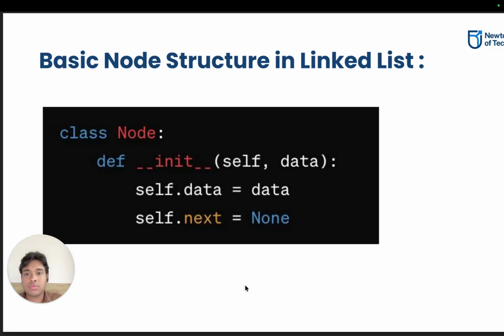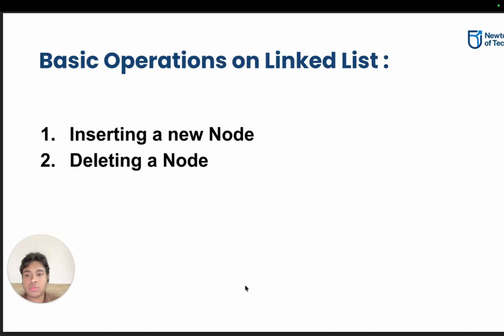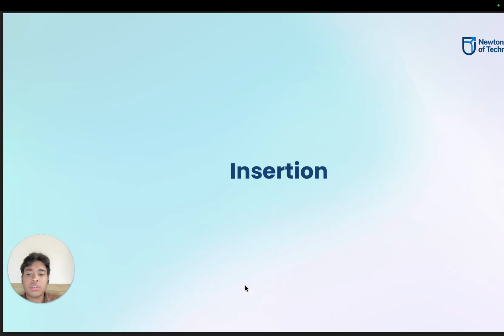Now the basic node structure in a linked list. I will tell you how to write the code and make a class. Basically, we make a class called Node, where we define it with self and data, and self.next stores a None value. We will do basic operations on the linked list: inserting a new node and deleting a node. First we'll go through inserting, which means inserting a new element in the middle, at the start, or at the end of the linked list.